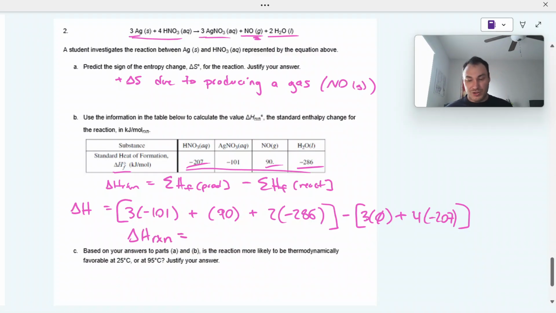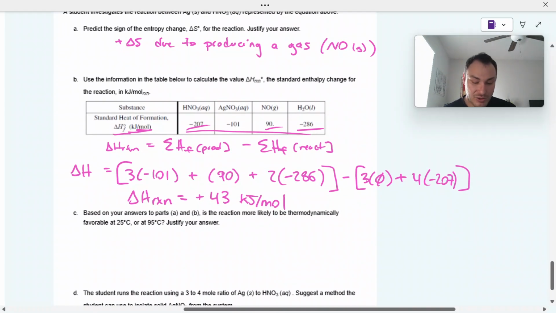Do that calculation. All right, 3 times -101 plus 90 plus 2 times -286 minus 4 times -207. And we get an answer of positive 43 kilojoules per mole. We are in the right units since all of these enthalpies of formation were in kilojoules per mole.